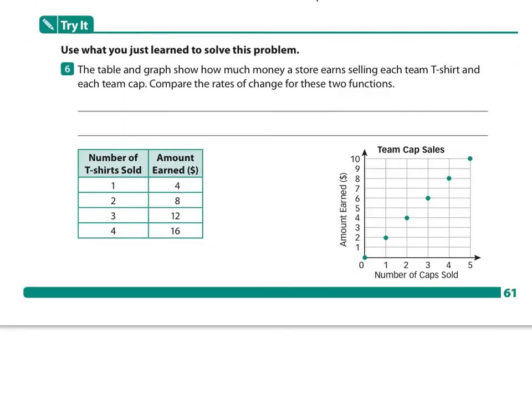Your turn, guys. Here I got a table and a graph. Shows how much money a store sells earning T-shirts and team caps. So here's our T-shirt, right? Here's our caps. Compare the rate of change for the two functions. So if you guys are feeling up to it, pause the video, figure out rate of change. When you come back, bam, like magic, I'm going to have calculated rate of change with you, and then we can compare them, okay?